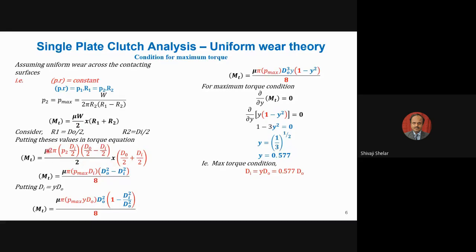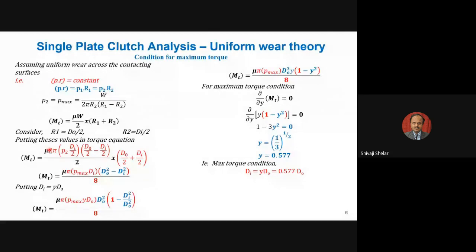Now we simplify this equation. P2 is nothing but your P max, the maximum permissible pressure. Then this 2 and 2 get cancelled out. There are 1 by 2 factors here. When you take 1 by 2 outside, this will be dO minus di. And here also if you take 1 by 2 outside, it will be dO plus di. So 1 by 2 here, 1 by 2 here, and already 1 by 2 here, so this product will become 8. These two and these two have cancelled out.